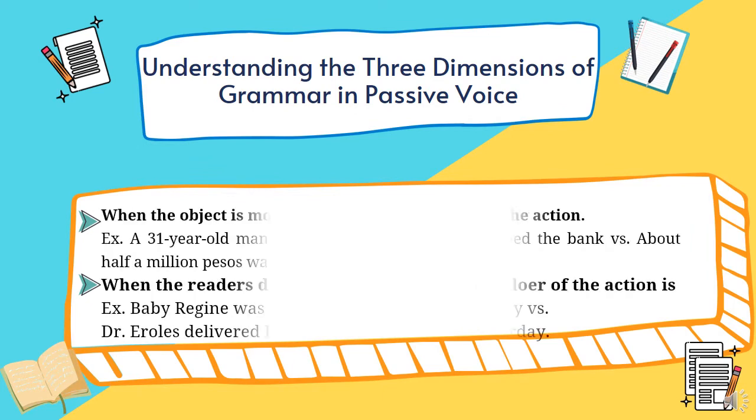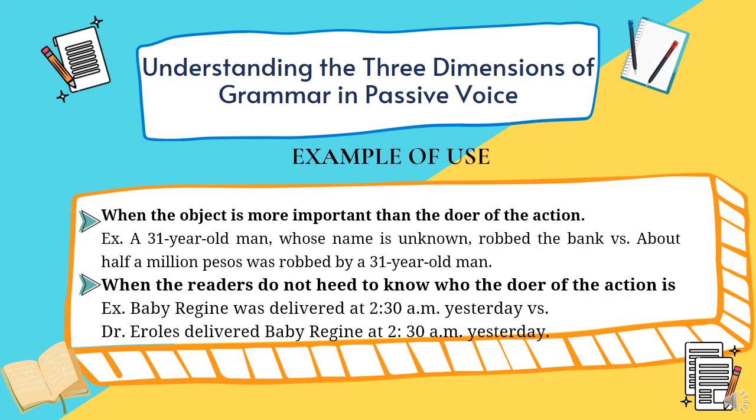An example of use is when the object is more important than the doer of the action. For example, "A 31-year-old man whose name is unknown robbed the bank" versus "About $500,000 was robbed by a 31-year-old man." Or when the readers do not need to know who the doer of the action is. Example, "Baby Regine was delivered at 2:30 a.m. yesterday" versus "Dr. Iroles delivered baby Regine at 2:30 a.m. yesterday."